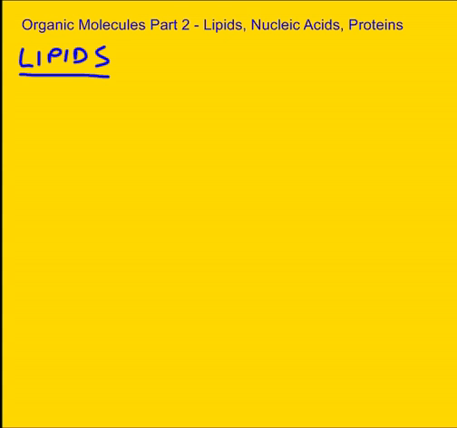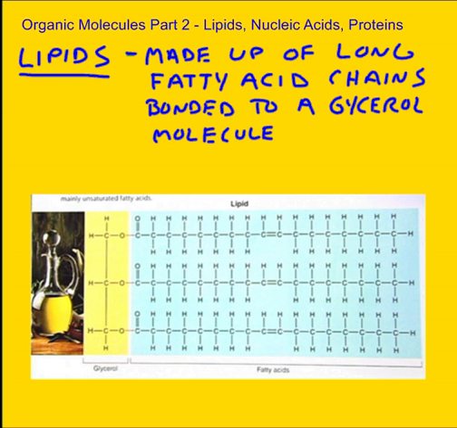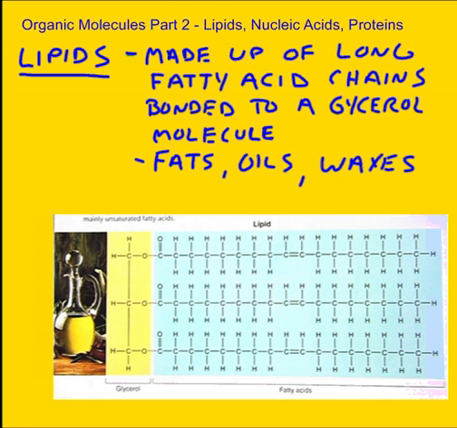So let's start with a definition of lipids. Lipids are made of long fatty acid chains bonded to a glycerol molecule. If you look at this diagram here, you can see these long chains. Those are the fatty acids, and they're connected to this glycerol molecule. Lipids are made mostly from carbon and hydrogen atoms, as you can see in the diagram. There's also some oxygens in there, but it's mostly carbon and hydrogen. Some different categories of lipids would be fats, oils, and waxes.